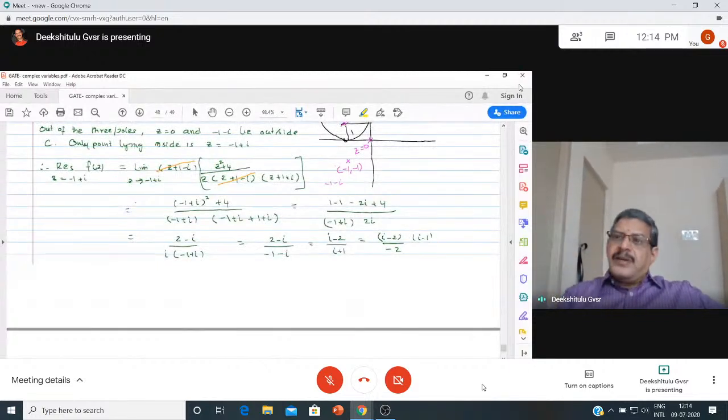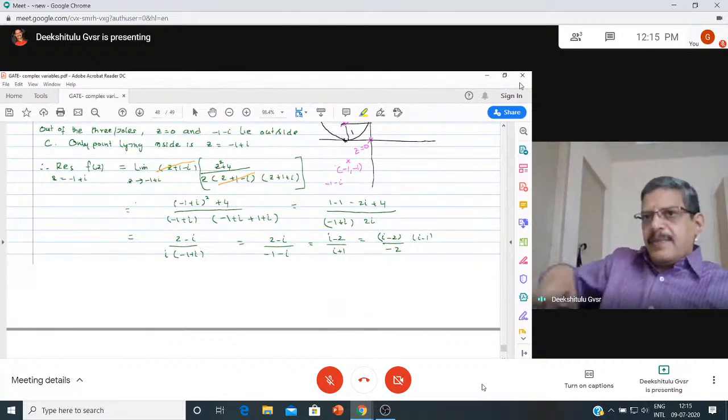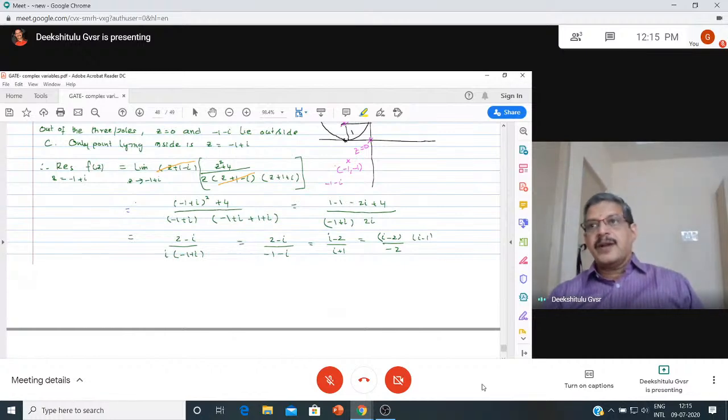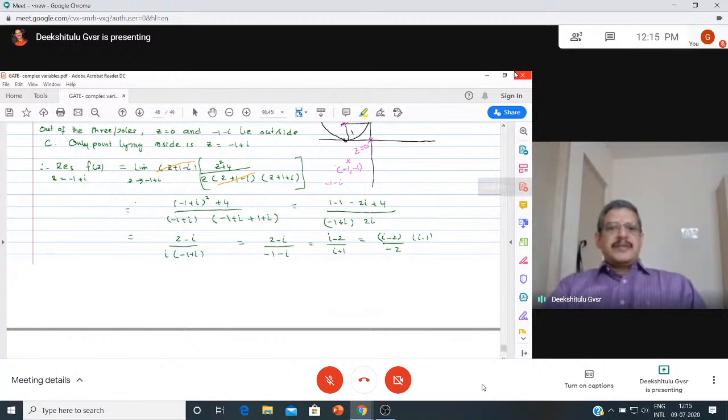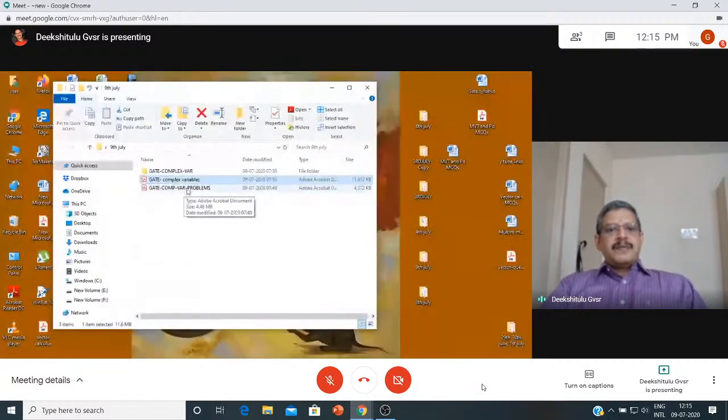That ends residues. Contour integration is there too. It is not, I suppose, in the syllabus, and it becomes very lengthy also, and we cannot complete it today. We would need one more day for that. So till now we have finished so many complex things. Now let us see some problems on complex variables.